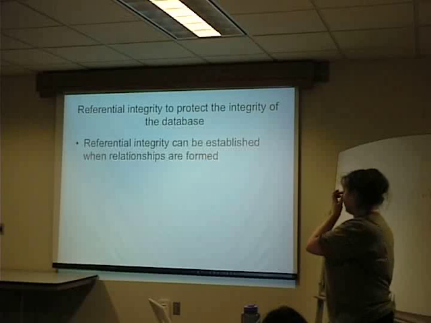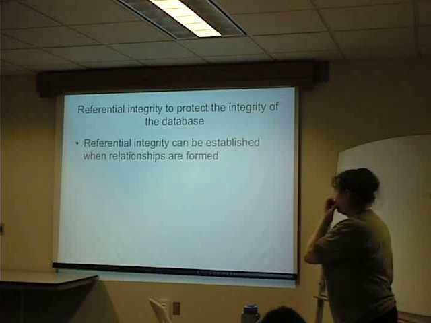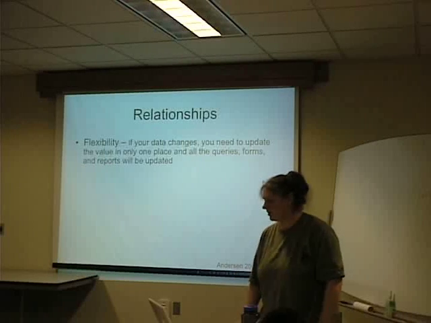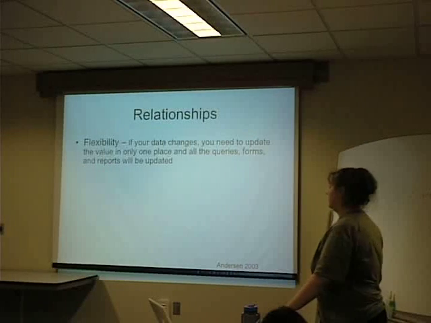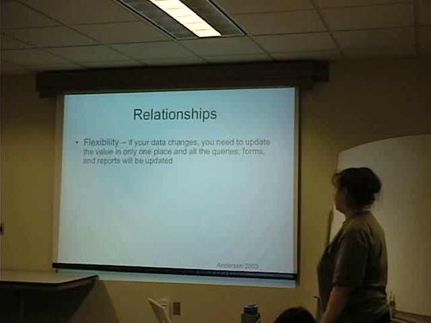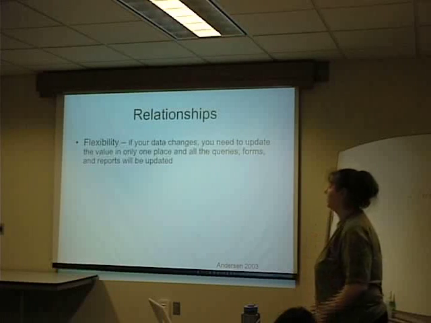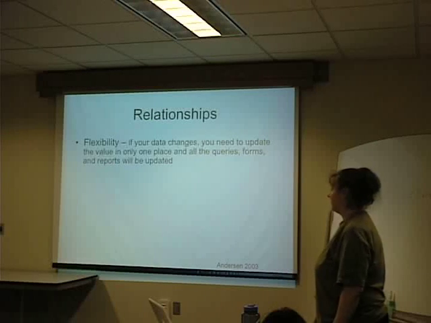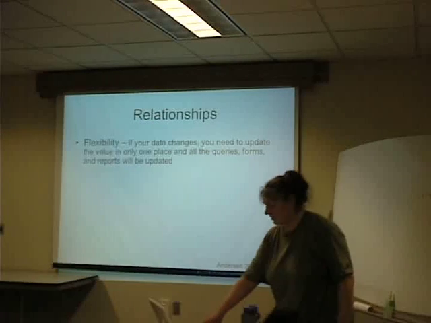So, referential integrity to protect the integrity of the database. This can be established when relationships are formed. And relationships allow flexibility. If you make changes in your data, you need to update values in one place, and you can have it so that your queries, forms, and reports are all updated.